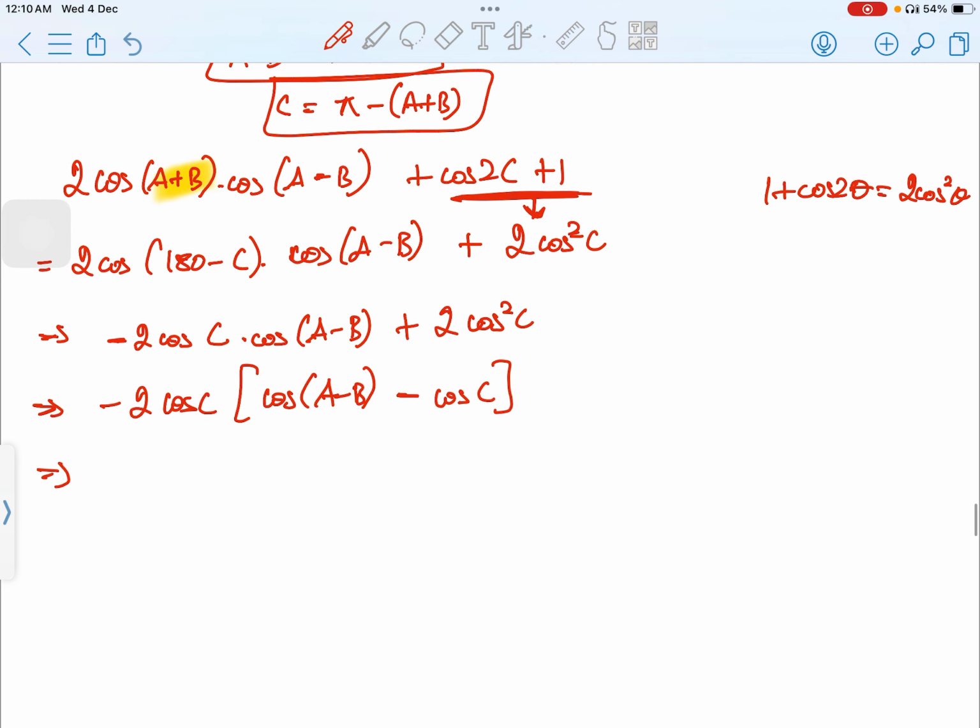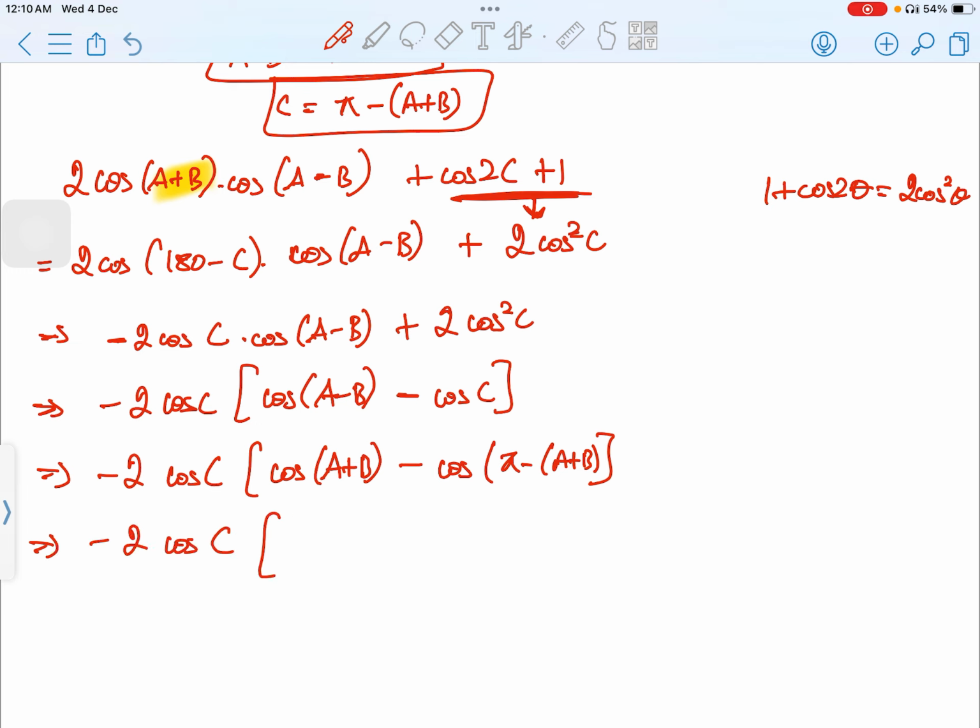Cos C means minus 2 cos C times cos of A minus B minus cos of, you can write pi minus of A plus B, as I told. So cos of pi minus it will become plus, so minus 2 cos C times cos of A minus B plus cos of A plus B. No, A minus B.